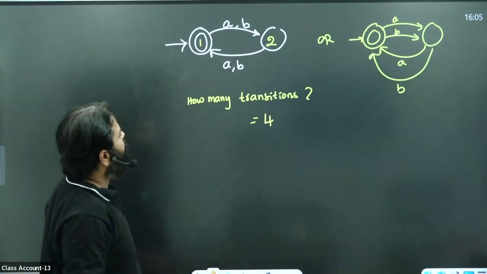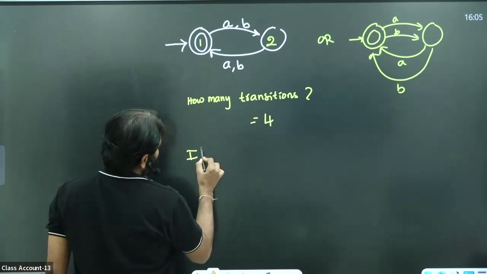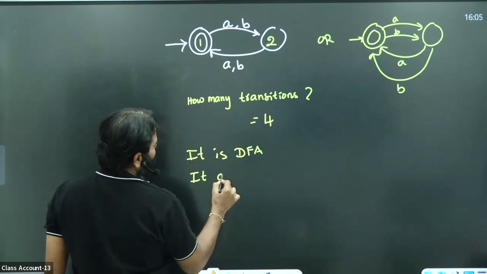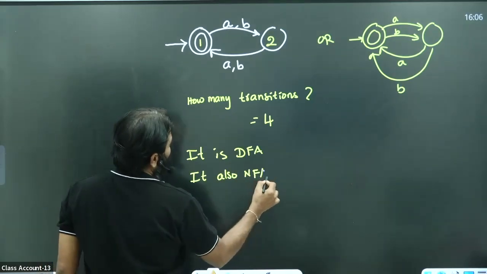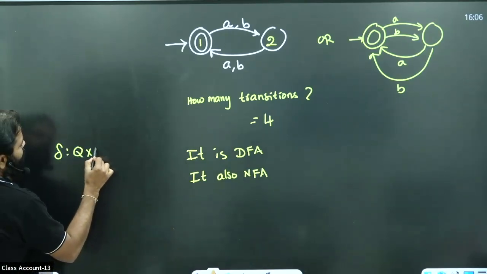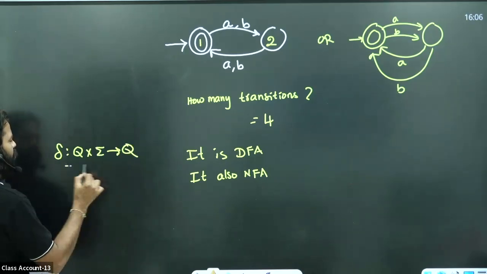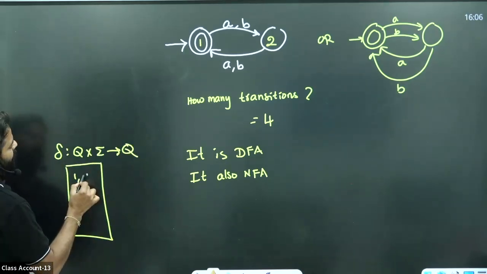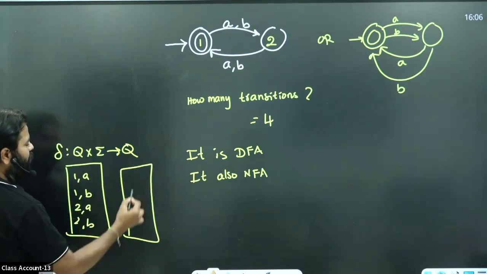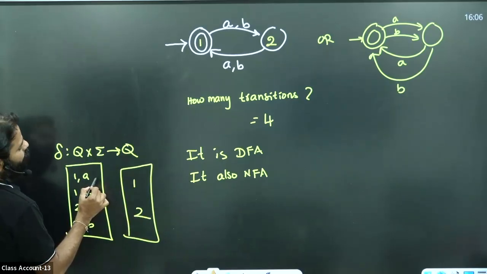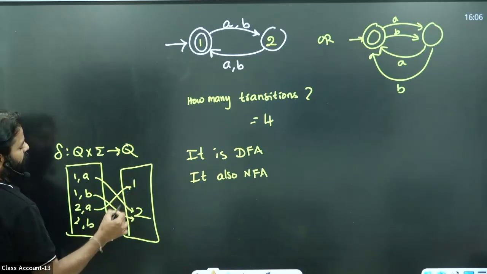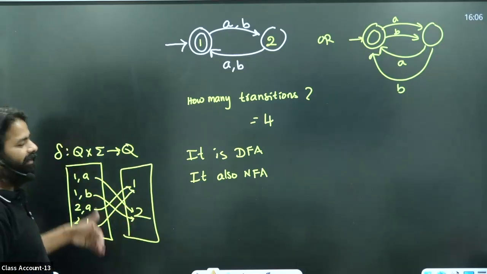Is it a DFA? Yes, it is a DFA. So definitely it is also an NFA. And to understand DFA and NFA, you can see the definition. Delta says that Q cross sigma maps to Q. Q cross sigma means 1 comma A, 1 comma B, 2 comma A, 2 comma B. Q means only 1, 2. 1 comma A goes to 2, and 1 comma B also goes to 2. 2 comma A goes to 1, 2 comma B goes to 1. This is the DFA definition.